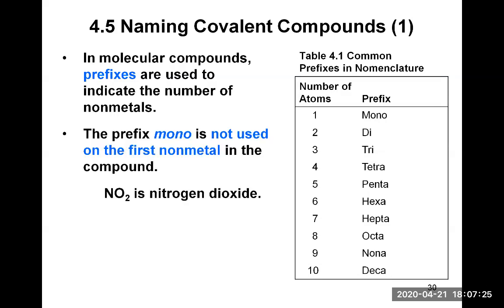However, the prefix mono is not used on the first nonmetal in the compound. For example, if you have NO2, the name will be nitrogen dioxide. So you see how we do not use the mono in front of nitrogen because it's the first nonmetal in the name. However, we use di in front of oxide.